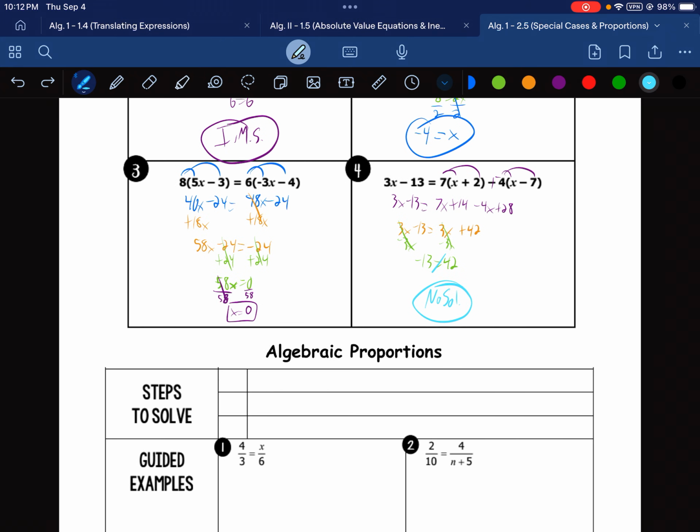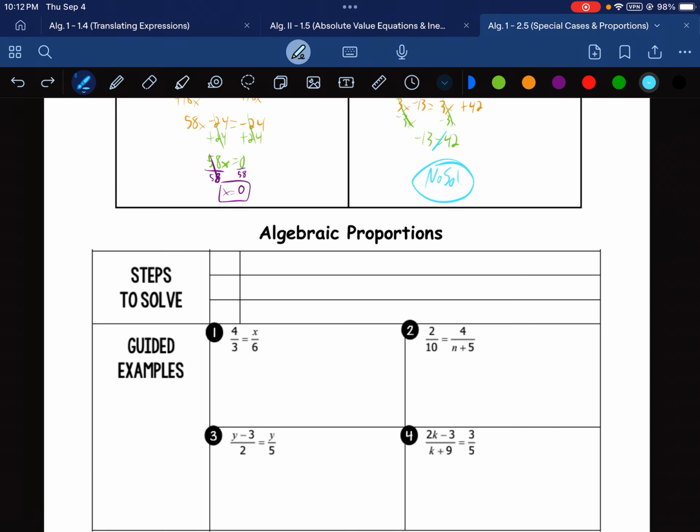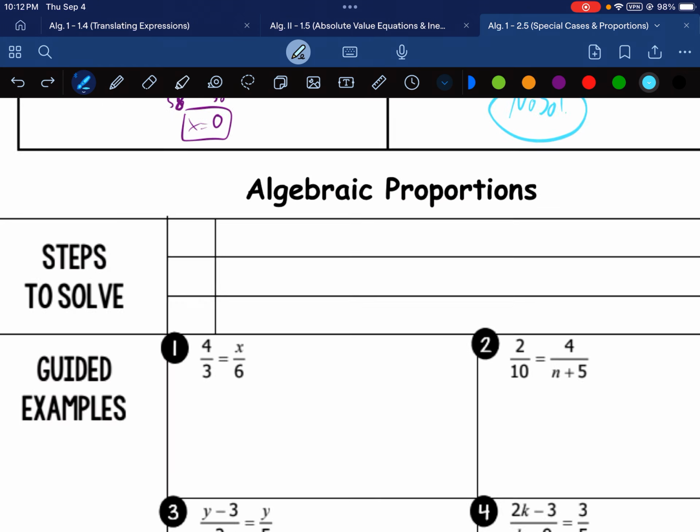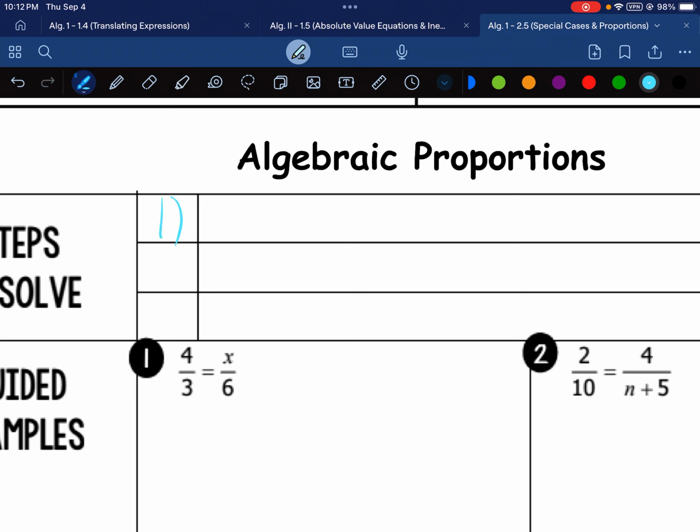Now let's talk about algebraic proportions. So an algebraic proportion is when you have fractions equal to each other. So the fractions are being compared. And so we're going to see two fractions equal to each other on all of these problems. And so some steps to solve. Well, step 1 is to cross multiply.